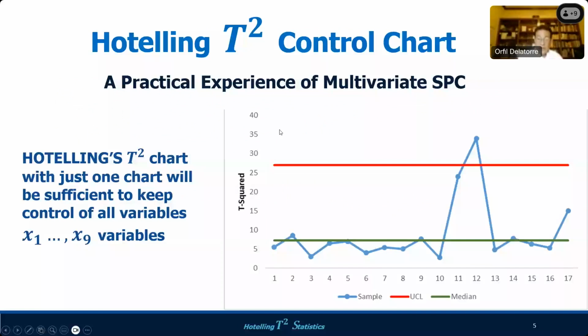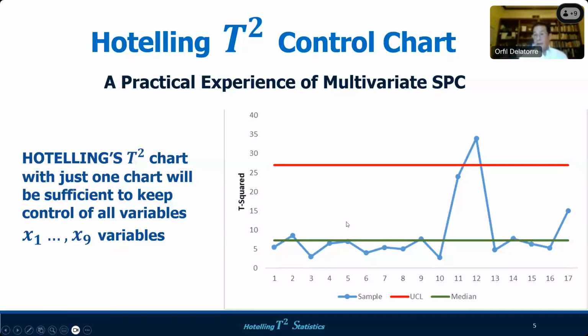So with the Hotelling T-square, the beauty is that you can have the control of several variables. I can say up to 9, okay? You can imagine you have a product or a process where you have 9 variables. How many SPC charts should you have? 18, right? The X-bar range. So you have 18 charts. With T-square, only 1. Okay?